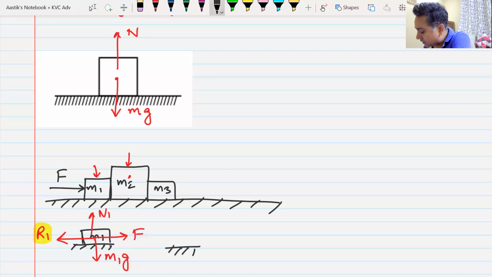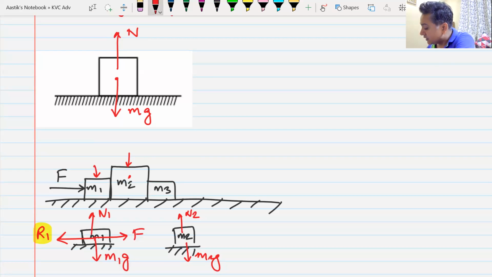Then let us draw the free body diagram of M2. How does the free body diagram of M2 look? M2g is downwards. Normal is perpendicular, N2. Is there any other force acting on it? Yes, sir. Remember this R1 and R2 are the action and reaction forces. R2 or R1? No. This one would be R1, action and reaction forces. I have written R2 in one go.